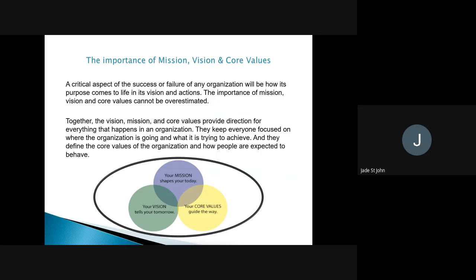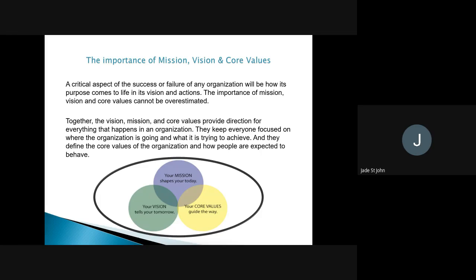So, I will be presenting on the importance of a mission, vision, and core values of an organization. Organizations exist for a specific purpose: to represent the views of the members, to produce some product, to provide activities for its members, or any countless other reasons. This is what causes people to want to join and participate in an organization. A critical aspect of the success or failure of an organization will be how its purpose comes to life in its vision and actions. The importance of a mission, vision, and core values of an organization can never be overstated.